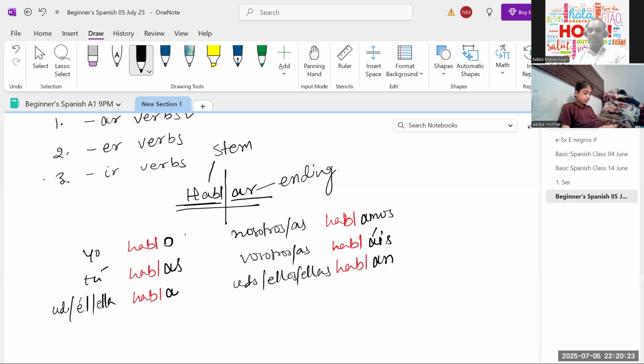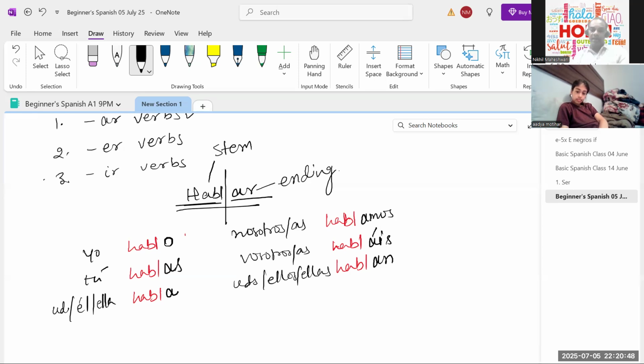Right now you just need to remember that you need to break the verb into two parts, take the stem and add these endings. So it becomes hablo, hablas, habla, hablamos, habláis, hablan. I speak, you speak, he, she speaks, we speak, you all speak, they speak. Got the point?